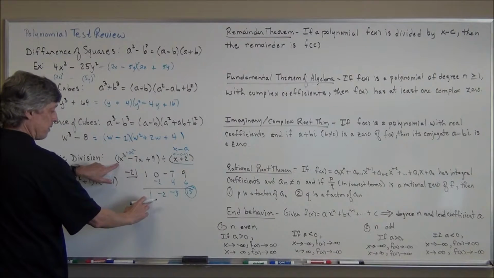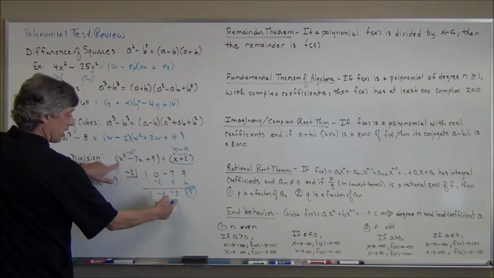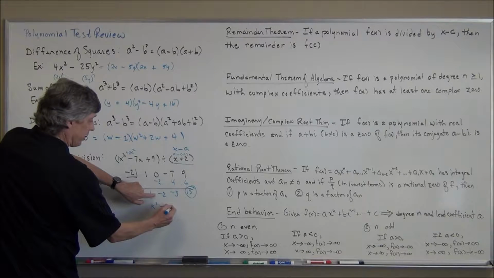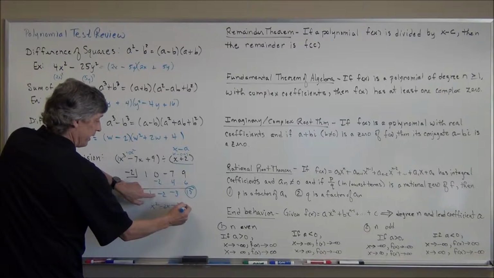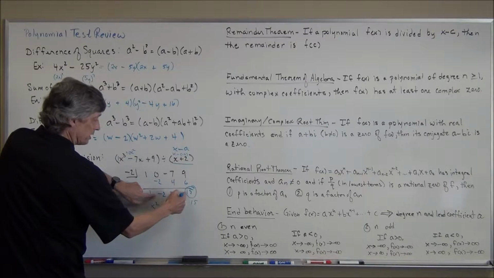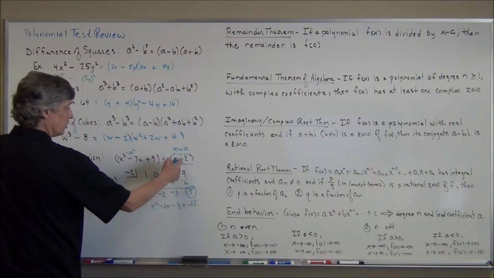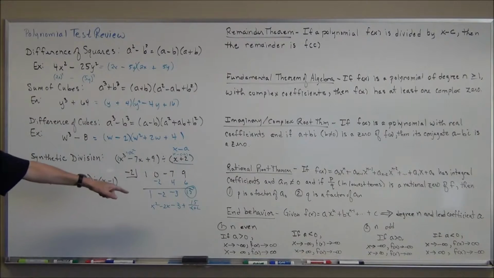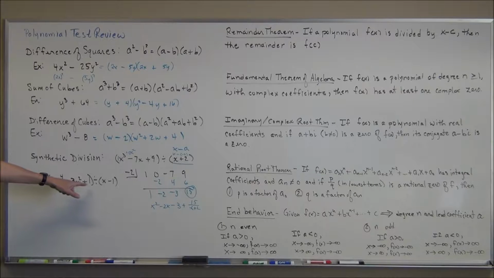My variable is x. My answer is, this is the constant, the linear, the quadratic. This is 1x squared minus 2x minus 3. Remainder, so plus, because it's positive 15, plus 15 all over my divisor of x plus 2. And that's the answer to my problem there. Now, I want you to try this one, if you would, and go ahead and push it on pause.